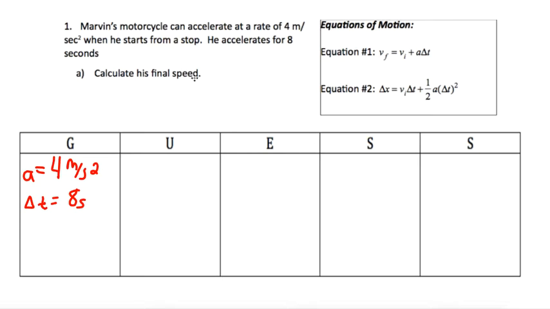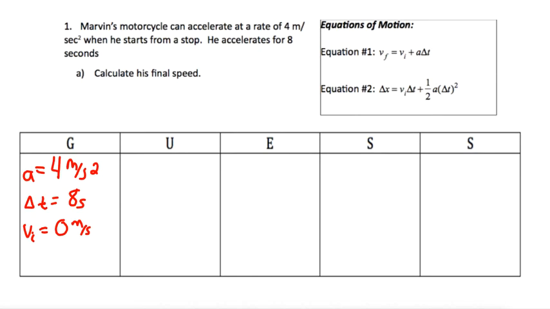Calculate his final speed. So at first, it looks like that's all they give us. But there's something kind of hidden in this problem. It says he starts from a stop. Well, if he is stopped, we know his velocity is 0. Since they say that's the velocity he starts with, that's what's called velocity initial, v with a little i below it. His velocity initial is 0. He was stopped. A little hidden given in the problem.